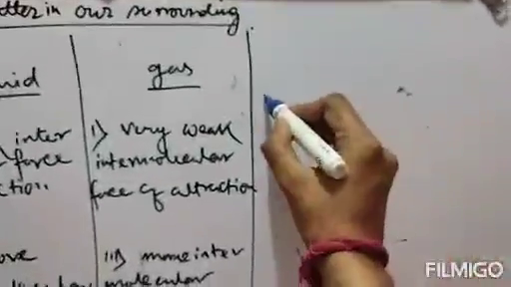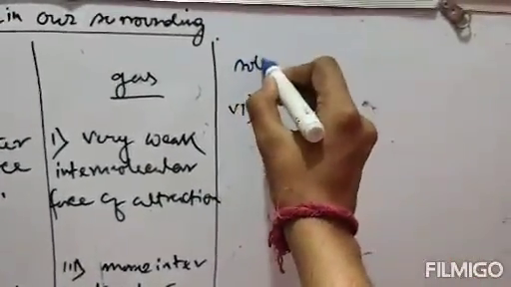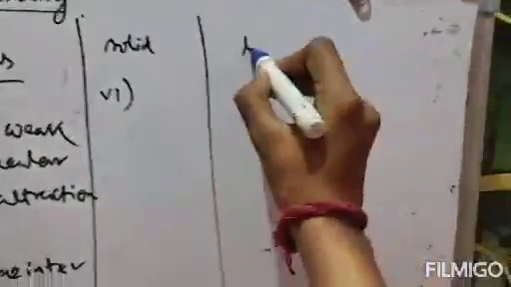The last property is property number 6. I will write here property number 6. This is for solid, this is for liquid, and this is for gases. Property number 6 is solid cannot flow. On the other hand, liquid can flow and gases can also flow.